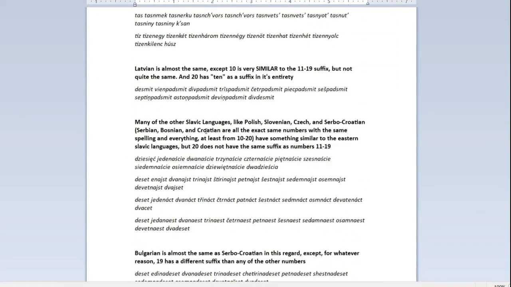Many of the other Slavic languages, like Polish, Slovenian, Czech, and Serbo-Croatian. And when I say Serbo-Croatian, I mean Serbian, Bosnian, and Croatian, because for this specific purpose, for the numbers, at least for numbers 10 through 20, they are spelled the exact same. Maybe they're pronounced differently, but they are spelled the exact same, so I just grouped them all together as Serbo-Croatian. Don't get mad at me. But anyways, they have something similar to the Eastern Slavic languages, but 20 does not have the same suffix as numbers 11 through 19.